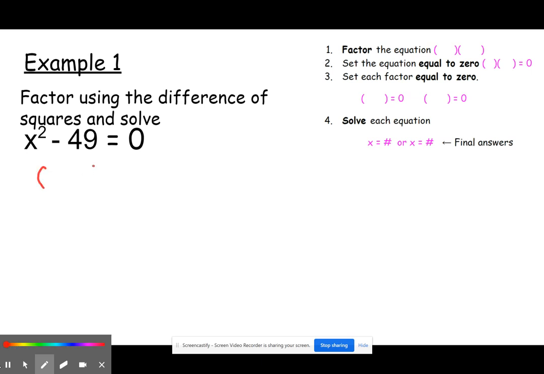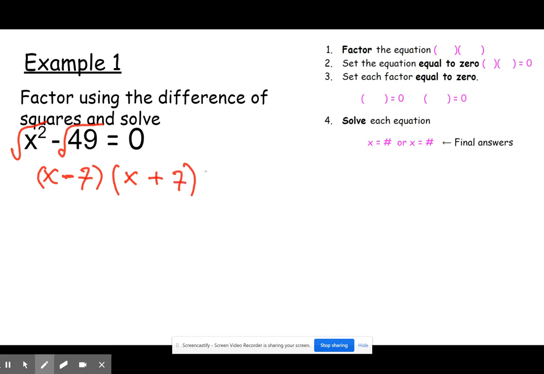We would open two parentheses. And if you remember, each one gets a plus and a minus sign. Actually, I'm going to go ahead with minus and plus. It doesn't really matter if you do plus or minus, just whatever you prefer. When you factor your x's, you take the square root of x squared, that's x and x. Square root of 49 is 7 and 7. So these are your two factors.